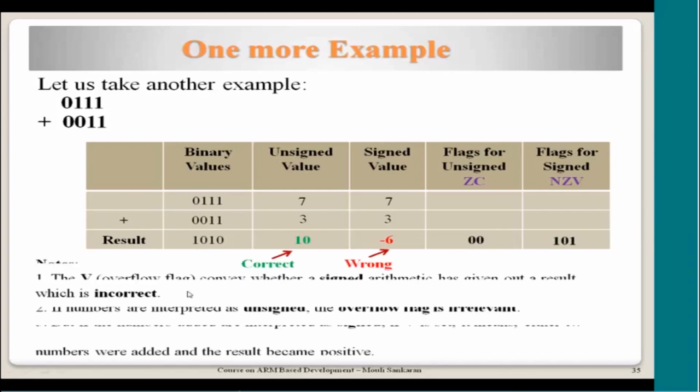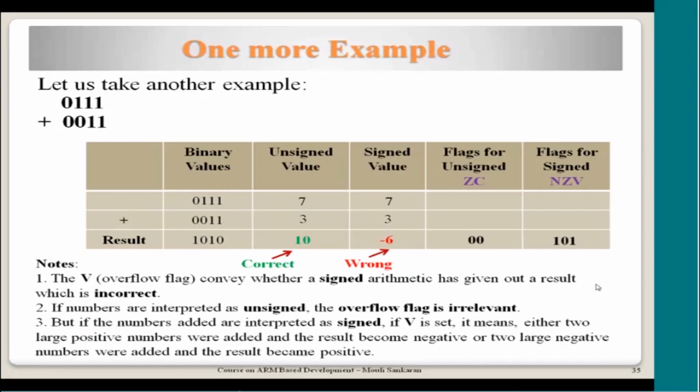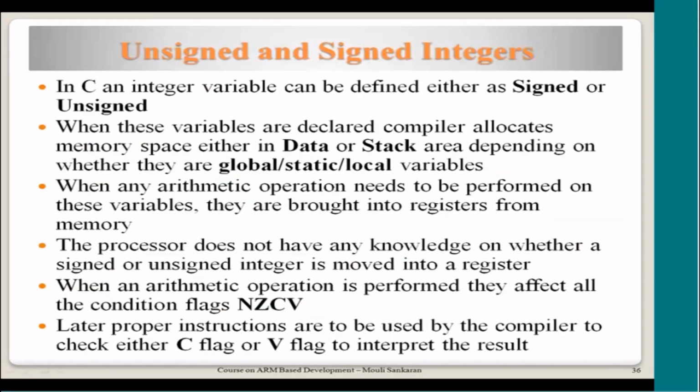So this is signed arithmetic, and these numbers are interpreted as unsigned. The overflow flag is irrelevant, whereas if it is signed, the overflow flag is to be considered. Now, how are signed and unsigned numbers interpreted?